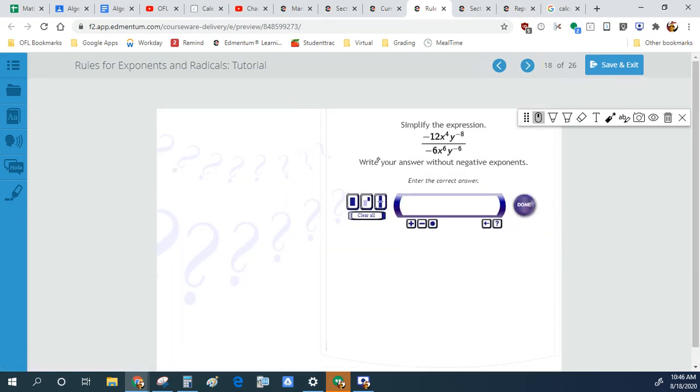All right, so now we're going to do this one. Again, always do these separately. So I have -12 divided by -6. A negative divided by a negative is a positive, so I know I'm going to get a +2.